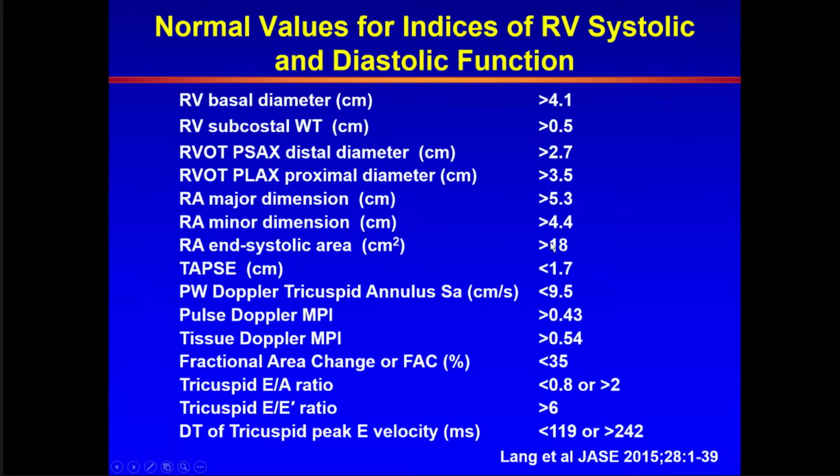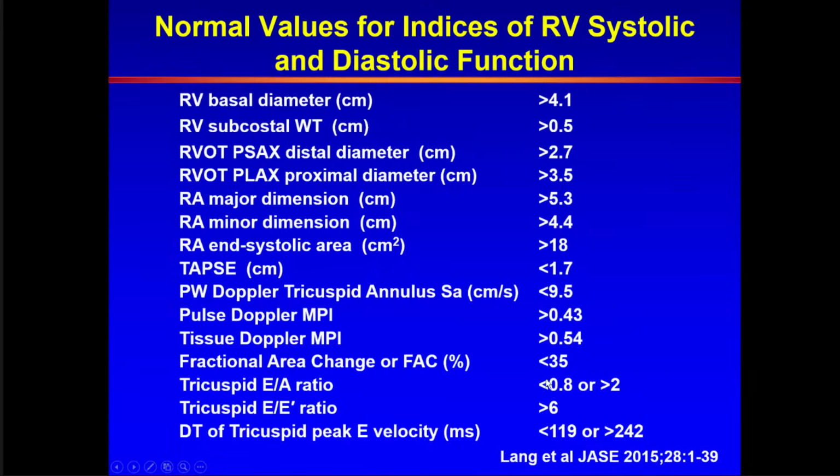The maximum end systolic area for the right atrium is 18 centimeters squared, a TAPSE 1.7, the tricuspid S prime velocity less than 9.5 is abnormal. The myocardial performance index using conventional Doppler, the TR jet and RVOT flow, more than 0.43 is abnormal, by tissue Doppler more than 0.45. Fractional area change less than 35, tricuspid E to A ratio less than 0.8, more than 2.